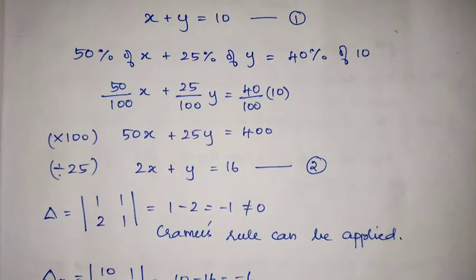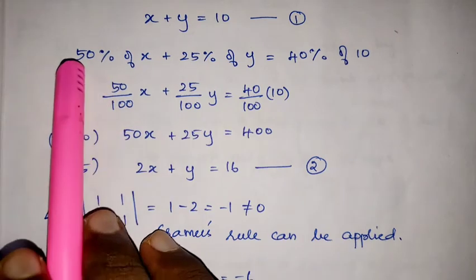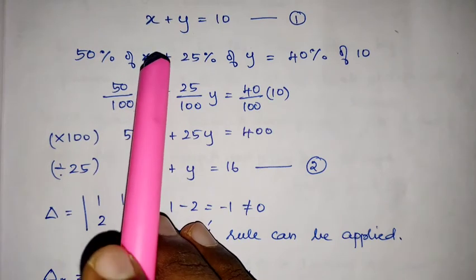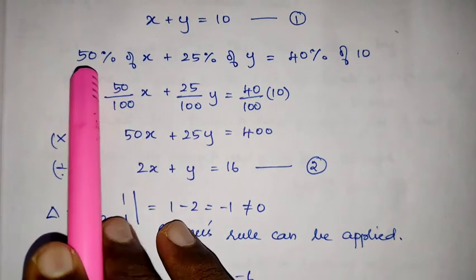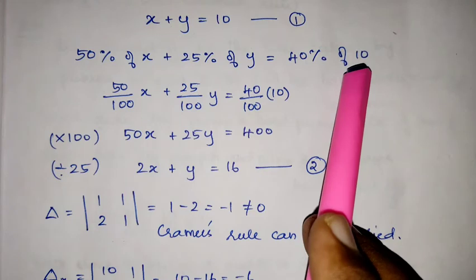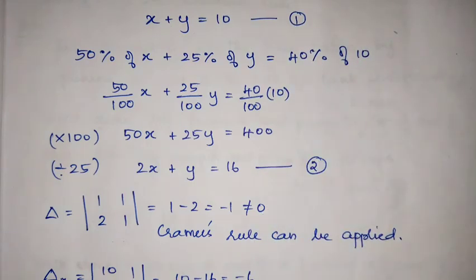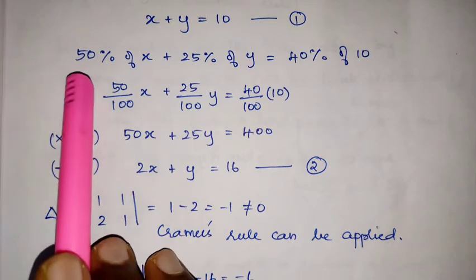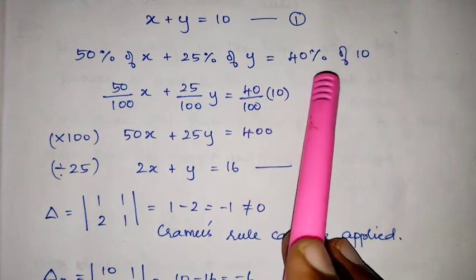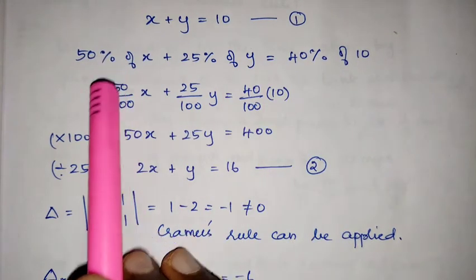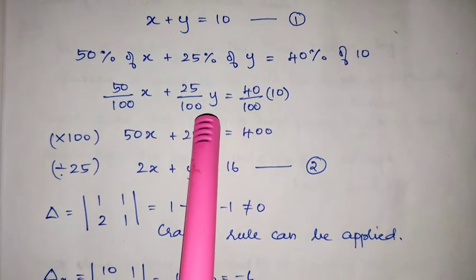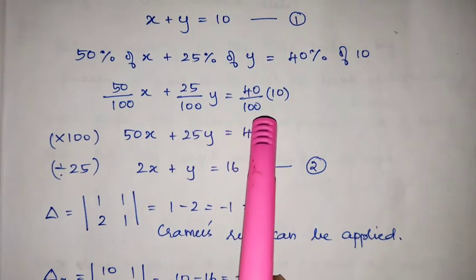And from the second information, what is the second information? We have to take x liters from the 50% solution and y liters from the 25% solution, so that you will get 10 liters of 40% solution. That is now written numerically: 50% of x plus 25% of y is equal to 40% of 10. So 50% means 50 by 100 into x, similarly 25 divided by 100 into y, which is equal to 40 divided by 100 into 10.